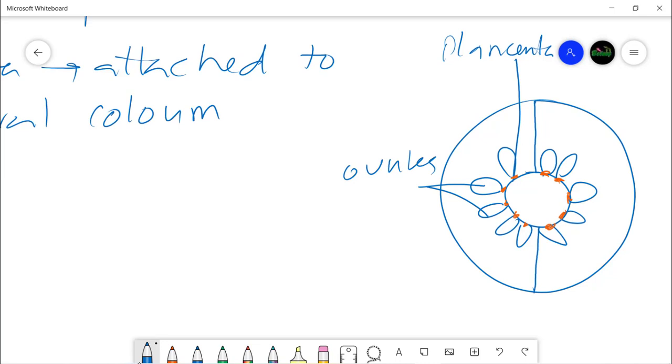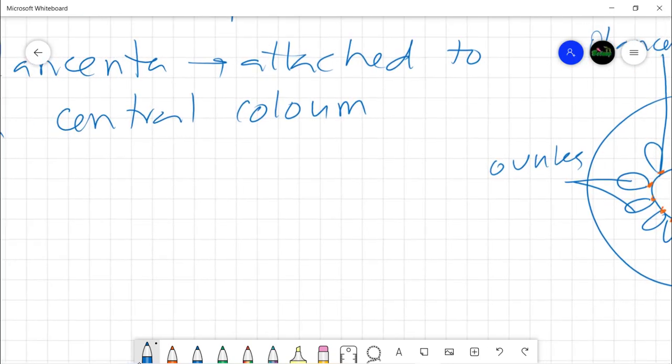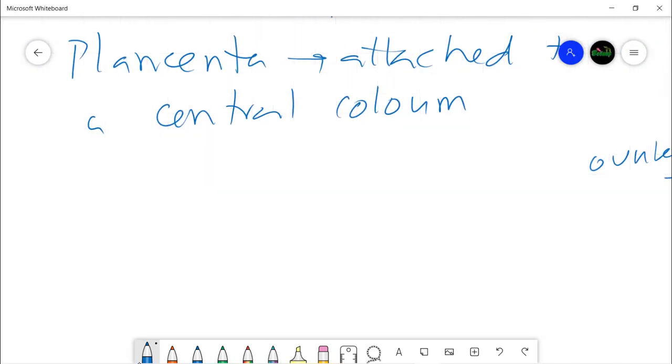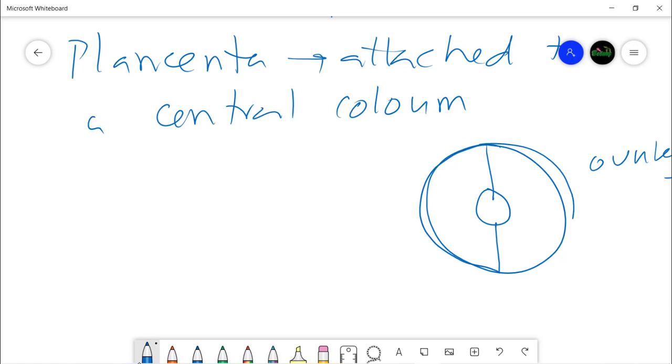Now this was the general shape of an axile placentation in a bilocular ovary. However, in Apiaceae the situation is slightly different. In Apiaceae we have a central column and then we have these two carpels. This is carpel number 1 and this is carpel number 2, and this is the central column. But in Apiaceae there is only one ovule per locule.